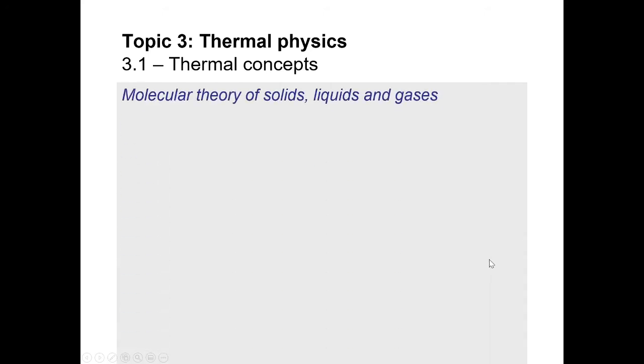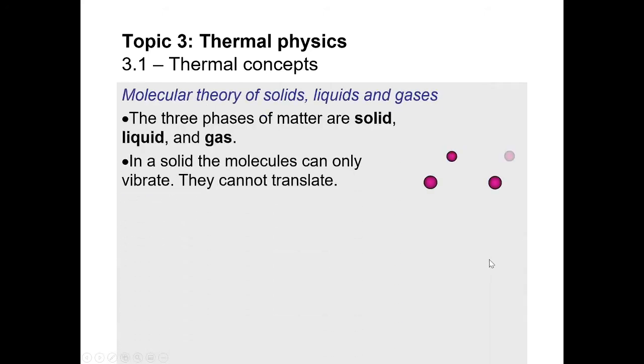We're going to skip this stuff. It's IB. And here we go. Let's talk about some molecular theory of solids, liquids, and gases. So the three main states of matter, or phases of matter, are solid, liquid, and gas. There are other states of matter like Bose-Einstein condensate, plasma, but we're not going to be studying that here. I believe in chemistry you look at the Bose-Einstein condensate.